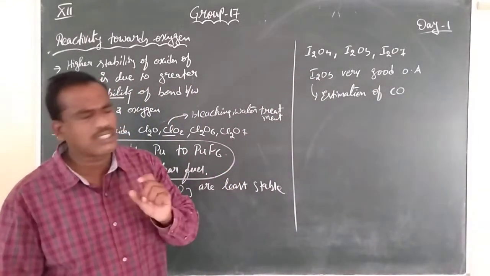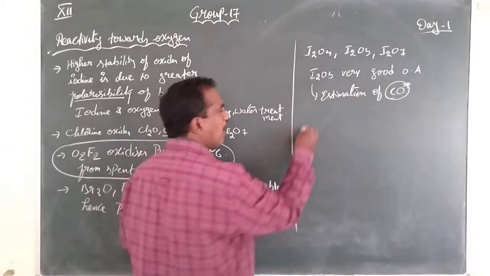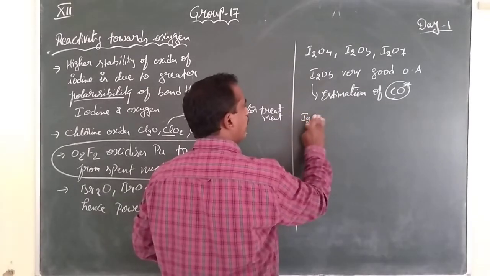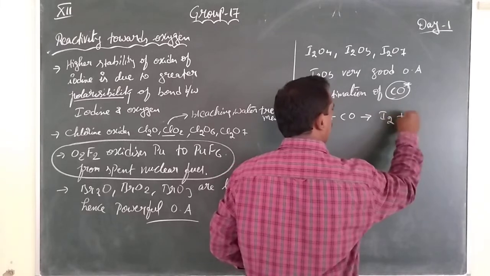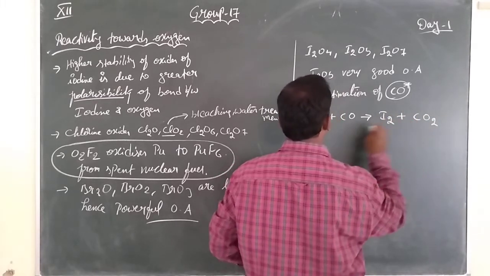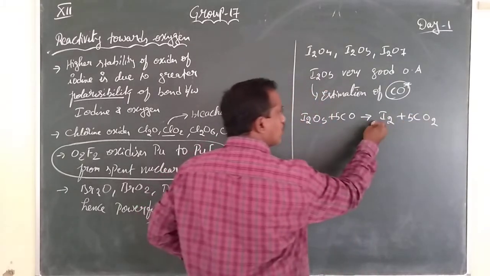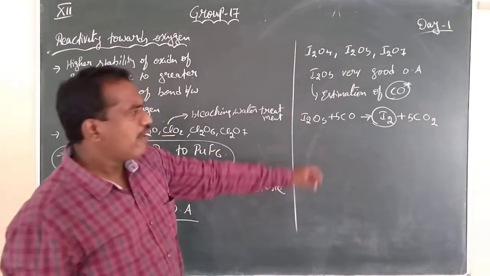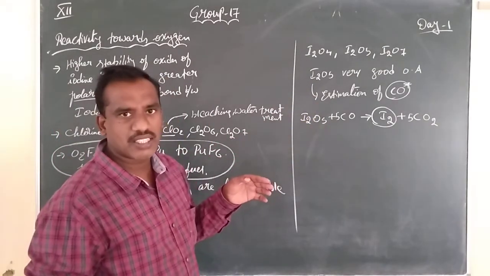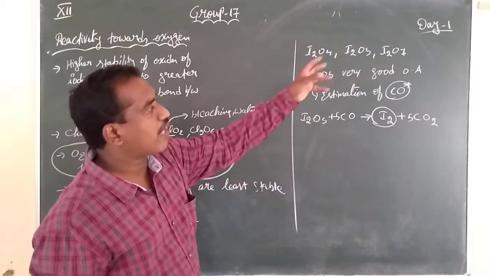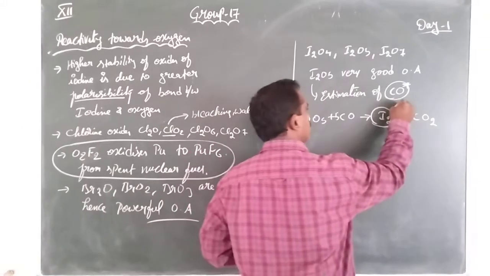that is used in the estimation of carbon monoxide. How? When I2O5 reacts with carbon monoxide, it forms I2 plus carbon dioxide. 5 moles of carbon dioxide are formed. Here we first identify how much iodine is liberated in the volumetric analysis, and by that we can identify how much carbon monoxide is consumed in the reaction. So in volumetric analysis we use this I2.